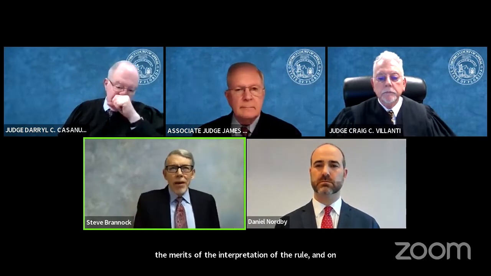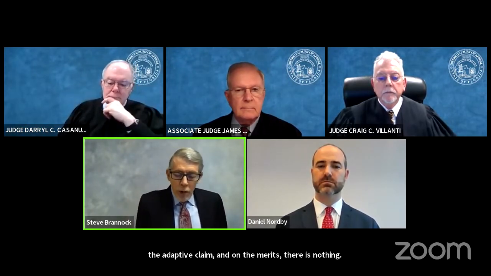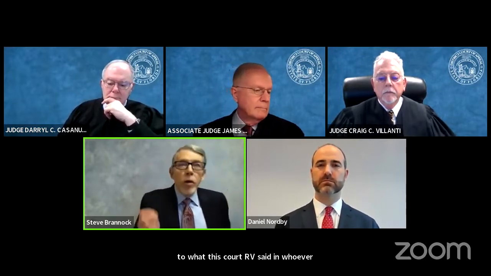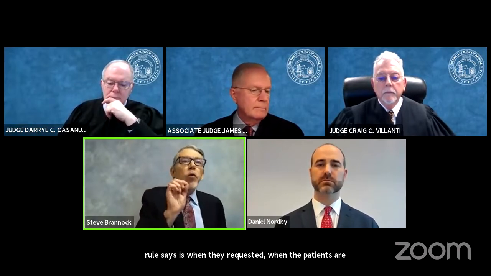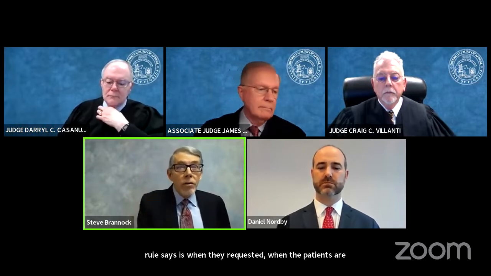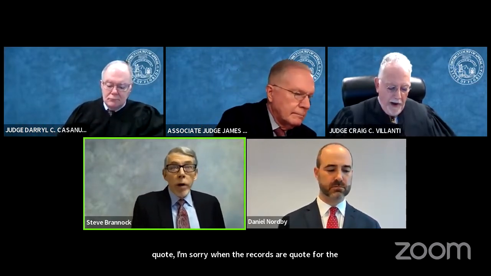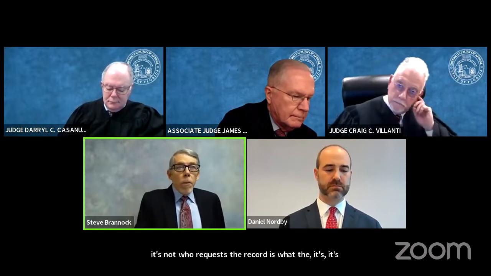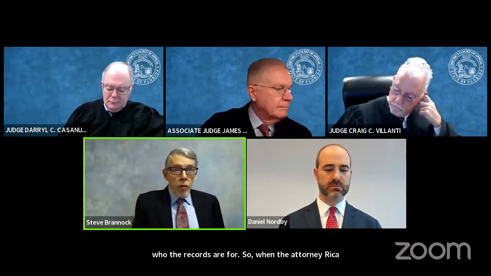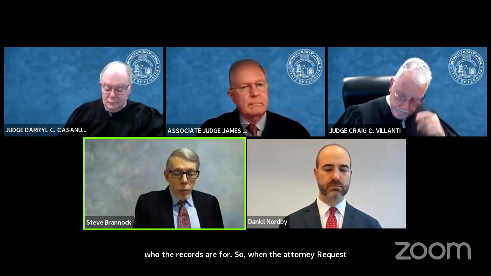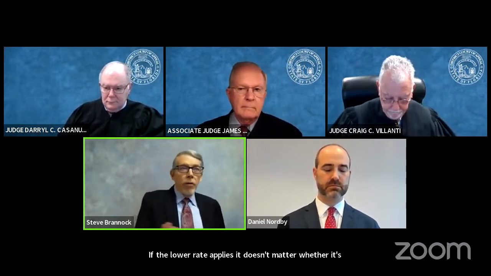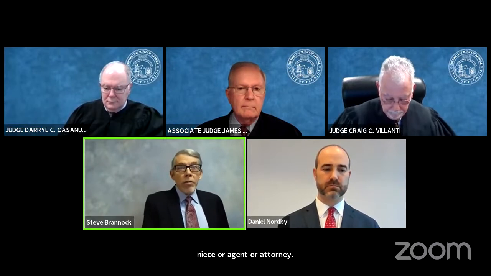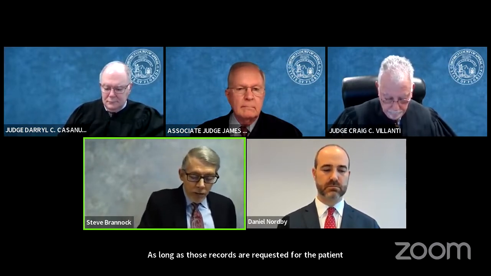And on the merits, there is nothing complicated about this rule. There's really nothing much I can add to what this court already said in Weber 1, but what the rule says is when the records are, quote, for the patient, close quote, then the lower patient rate applies. It's not who requests the record, it's who the records are for. So when the attorney requests the records for the benefit of the patient, the lower rate applies. It doesn't matter whether it's the patient's mom or dad or aunt or uncle or nephew or niece or agent or attorney. As long as those records are requested for the patient, then the lower patient rate applies. It's as simple as that.